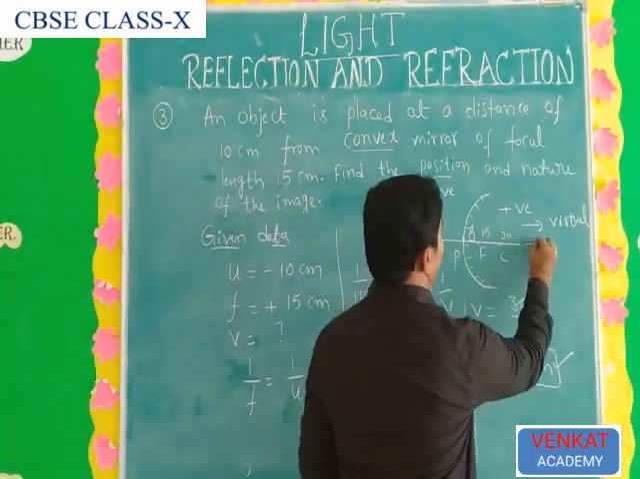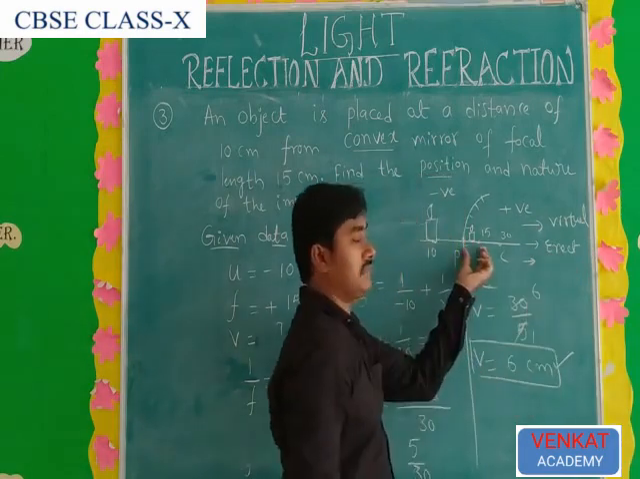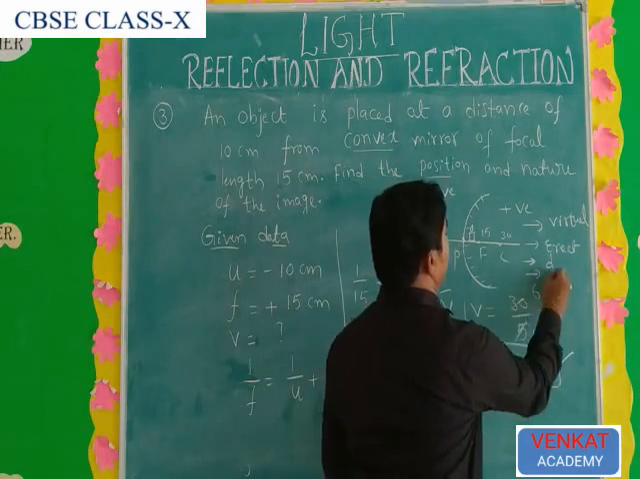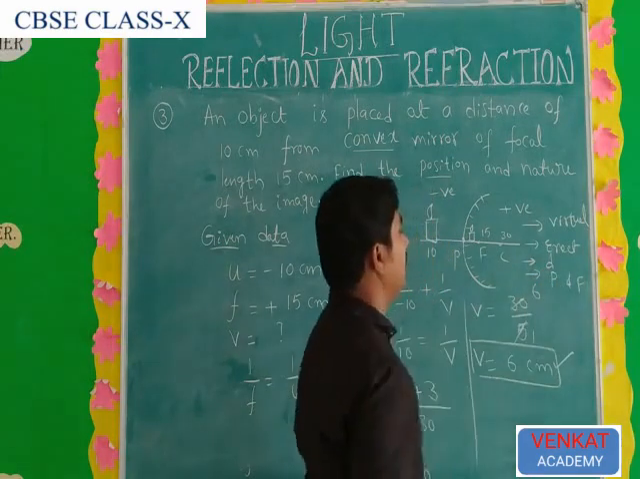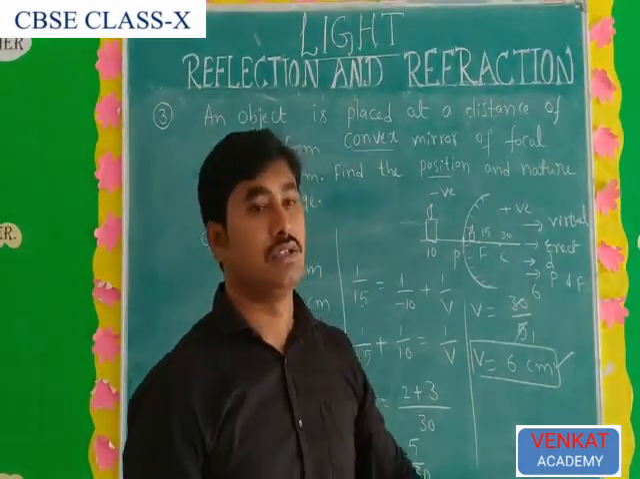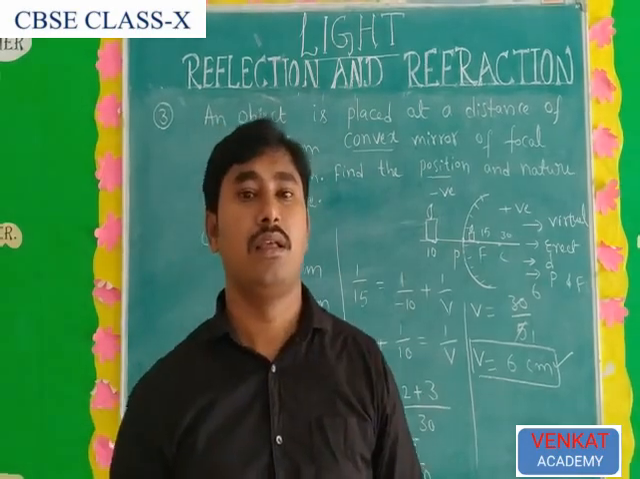So the image is virtual and erect. And what about the size? The size is diminished, and it is formed between P and F. That is the nature of the image. Understand, students? So these three problems are easy, easy methods.